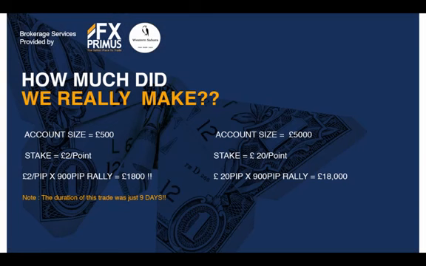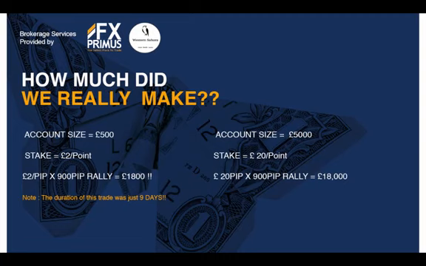Now you're probably wondering, how much did I really make? Now, let's say hypothetically I had a £500 account size, okay, and I stake £2 a point. Okay, so that will be £2 a point multiplied by 900 pips. That will give you £1,800.